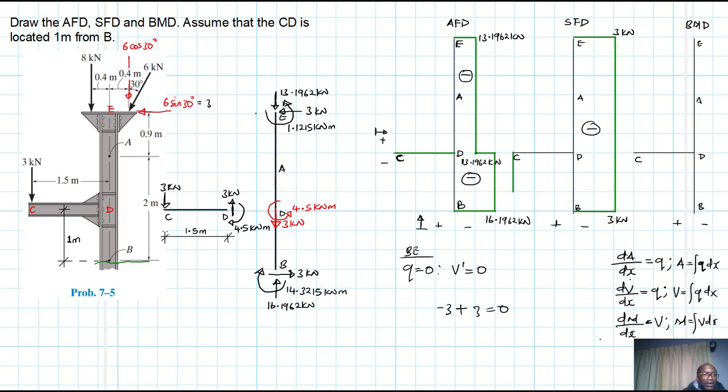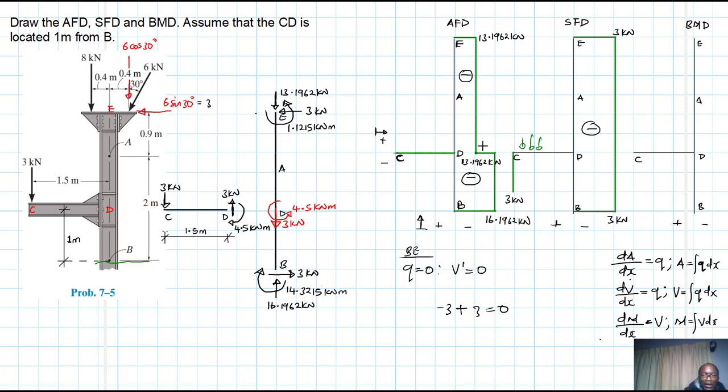Okay, we have a 3 which is negative. Let's write it down. We have 3 kilonewtons, and then later on from C to D, Q is equal to 0. Again, this Q is perpendicular to the axis of the beam. We see this is 0.